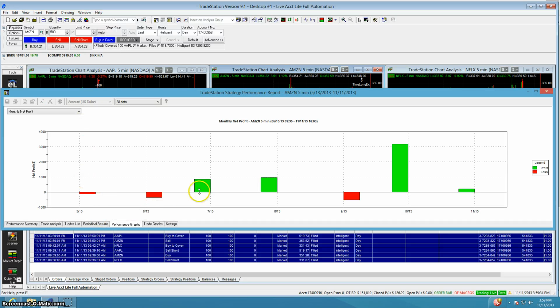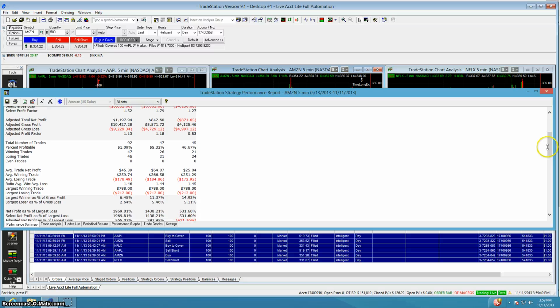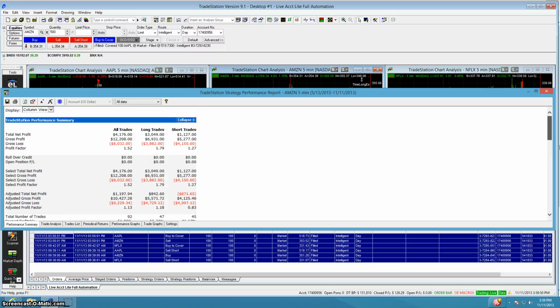And again, you've got the same information here, the same performance summary page. Looks like with Amazon we're profitable a little more frequently. We're right 51% of the time. Our average winning trade again is greater than our average losing trade, which results in, again, a profitable formula.